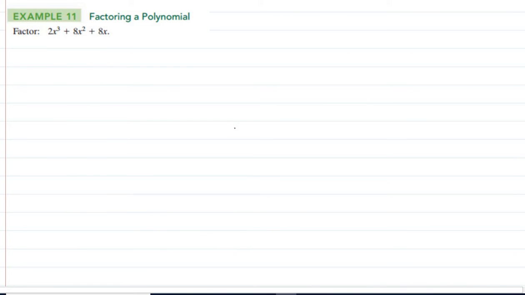Number 11, factoring a polynomial. In this case, first, you always try to factor out the greatest common factor first. In this case, we have 2, 8, 8. The number that will be 2. We can factor 2 out. Then we also have an x cubed, x squared, and x. I realize I can factor the x out. So what's left over here is going to be x squared plus 4x and then plus 4. And then you can try all the different methods.